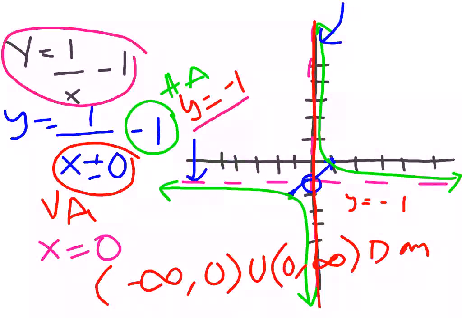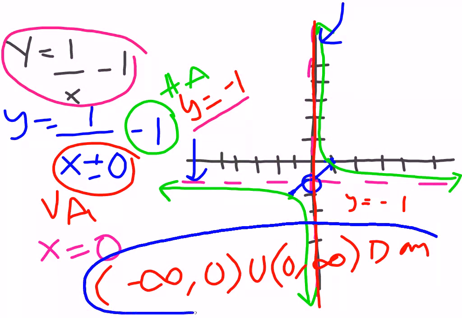Now, when we talk about intervals of increasing and decreasing, we're talking about intervals in relation to the x-axis, okay? So where on the x-axis is it decreasing? Well, it's decreasing everywhere the function is defined. And we already found out where the function was defined on the x-axis, right? We called that the domain. Since the function is decreasing everywhere, that means it is decreasing on the domain. So the interval of decrease is the same thing as your domain in this case.